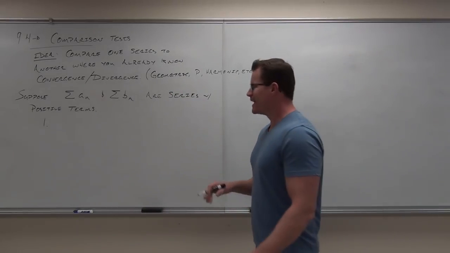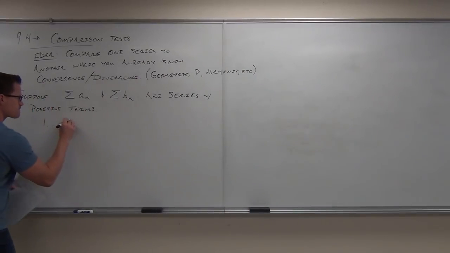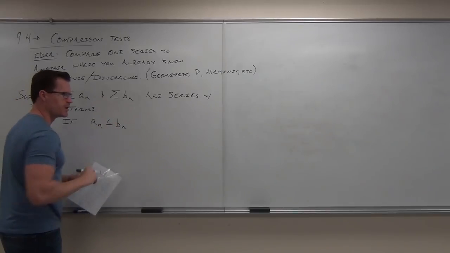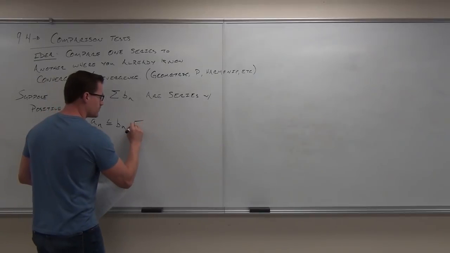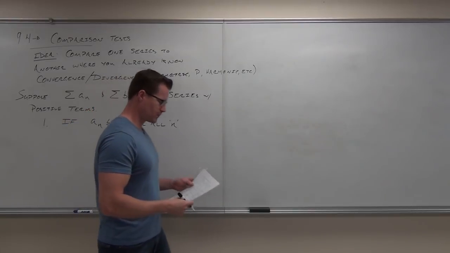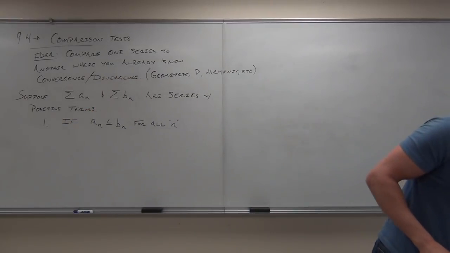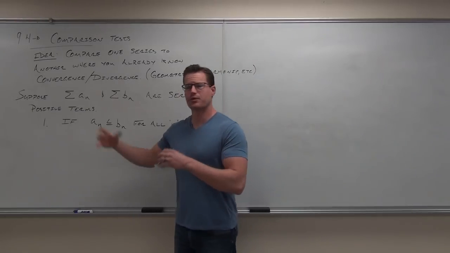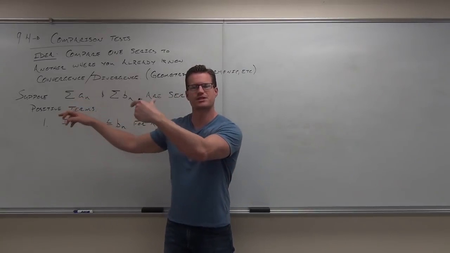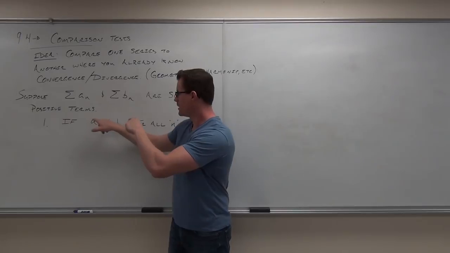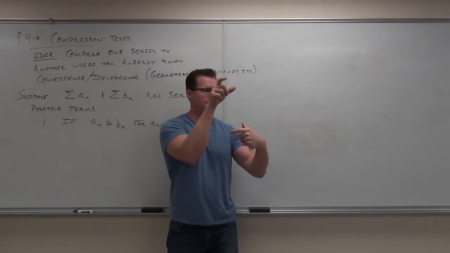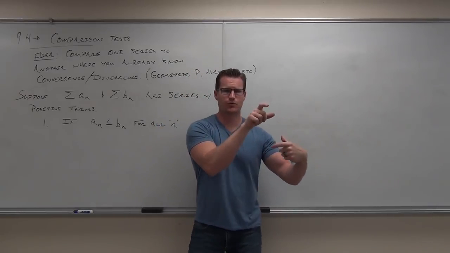So here's the idea. Let's say A sub n is less than or equal to B sub n for every term. So basically, here's what we got. We got these two series. They both got positive terms, but here's what we know. Term by term, A sub n is less than B sub n. So for the first term, A sub n is less than or maybe equal to B sub n. Next one, A sub n is less than or maybe equal to B sub n. And so forth, and so forth.